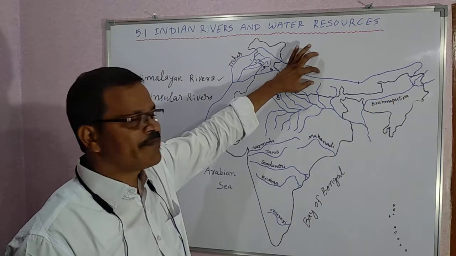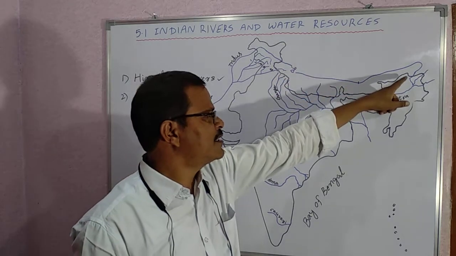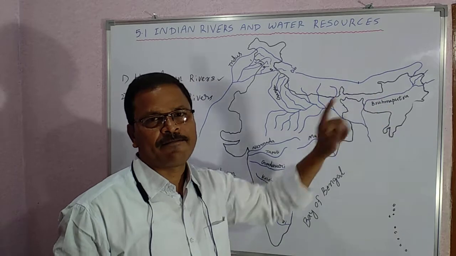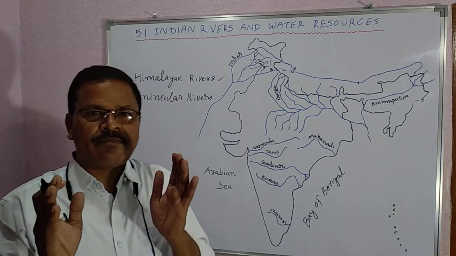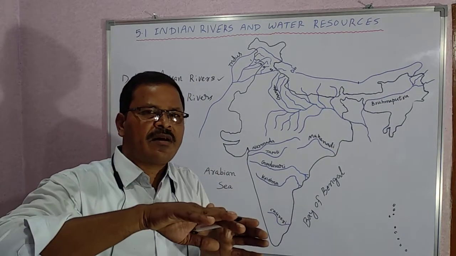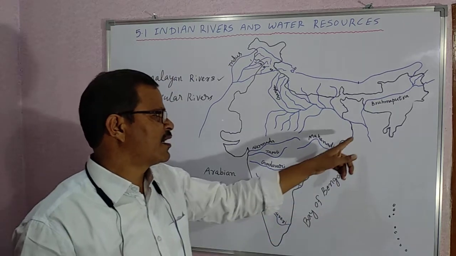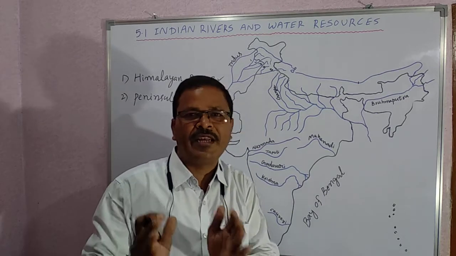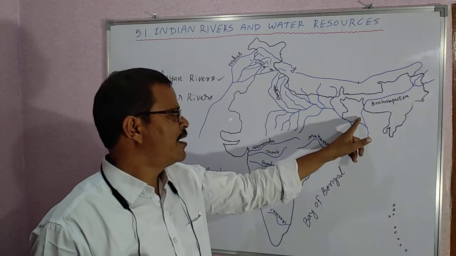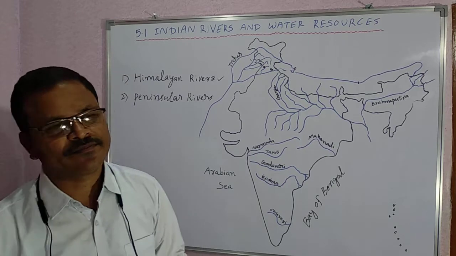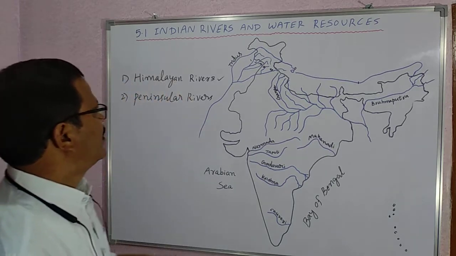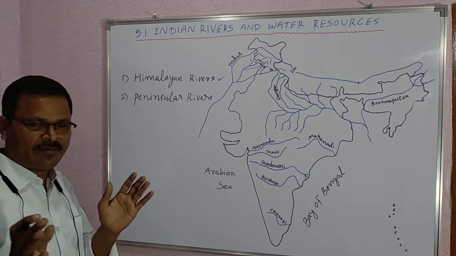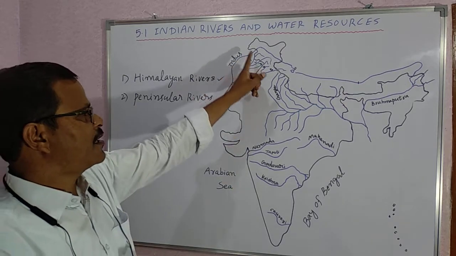What is the name here? Songpo. What is the name here? Siang. What is the name here? Dihang. What is the name here? Brahmaputra. In Assam, it is called Brahmaputra. After crossing Assam, it enters Bangladesh. It is called Jamuna in Bangladesh. This is about the Himalayan rivers. All these are perennial rivers.